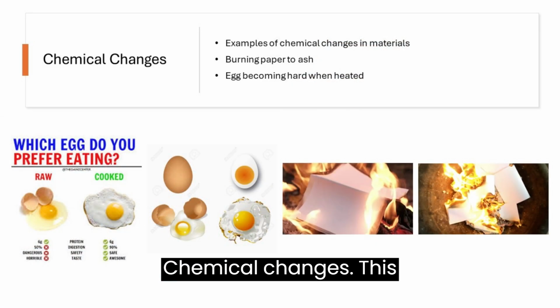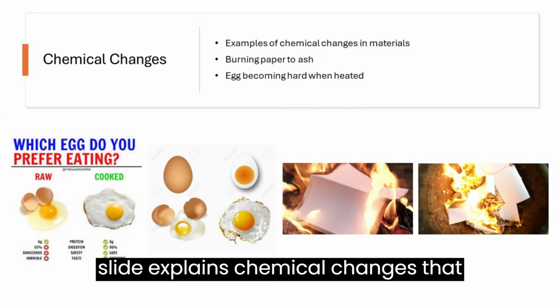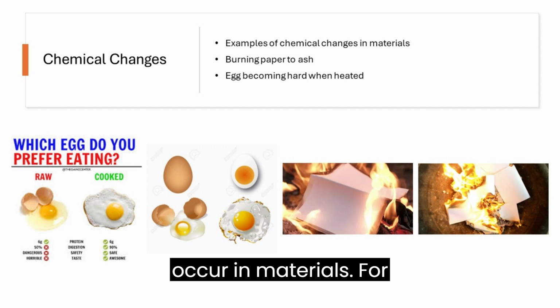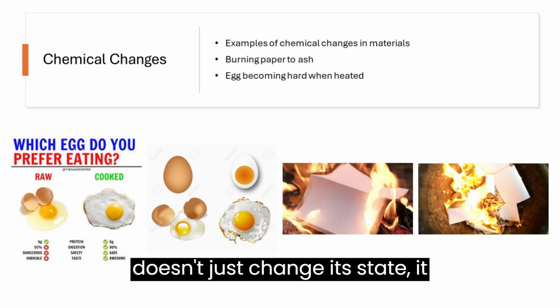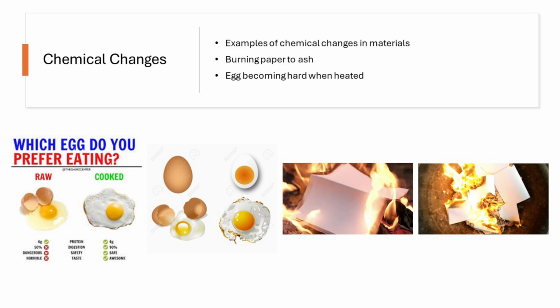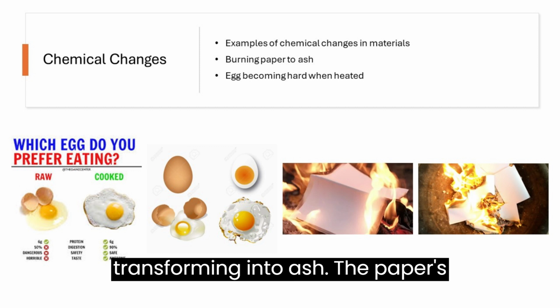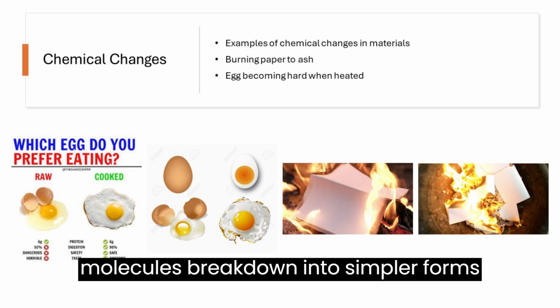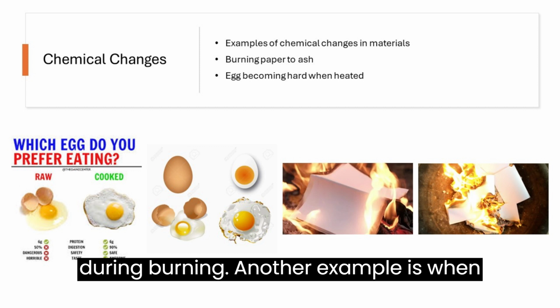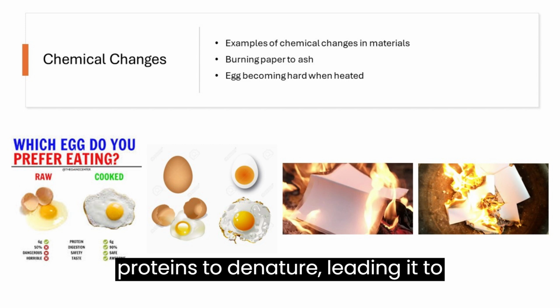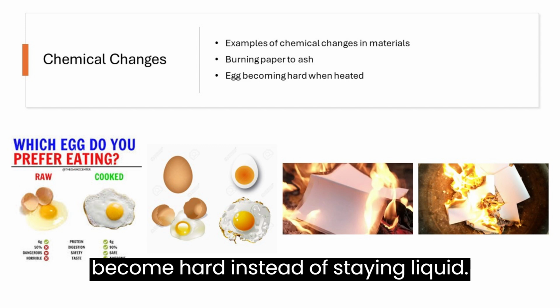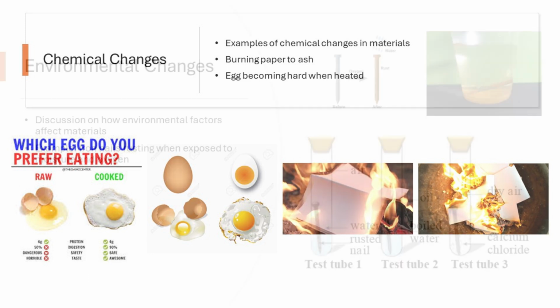Chemical changes. This slide explains chemical changes that occur in materials. For instance, when paper is burned, it doesn't just change its state, it undergoes a chemical reaction, transforming into ash. The paper's molecules break down into simpler forms during burning. Another example is when we heat an egg. The heat causes the egg's proteins to denature, leading it to become hard instead of staying liquid.